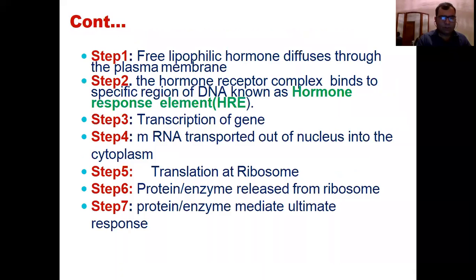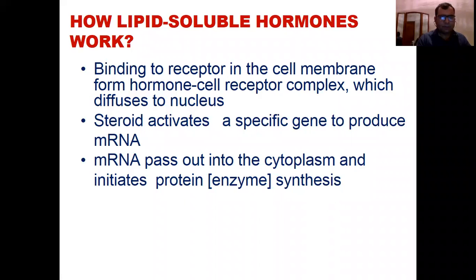now we will discuss how lipid soluble hormones work. Binding to a specific cell receptor forms a receptor complex which diffuses to the nucleus. The receptor is eventually released for reuse. Steroid activates a specific gene to produce messenger RNA. Messenger RNA passes out into the cytoplasm and initiates protein enzyme synthesis.